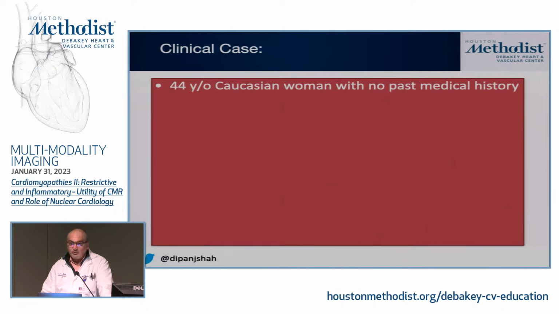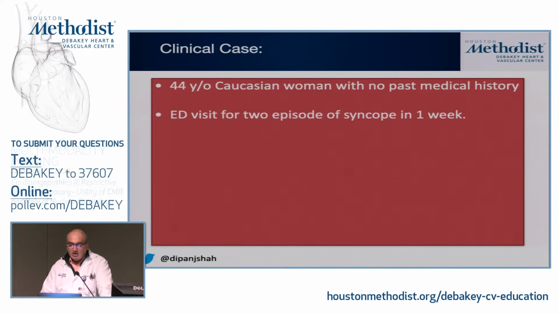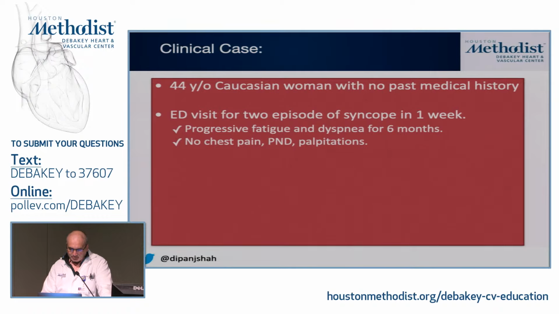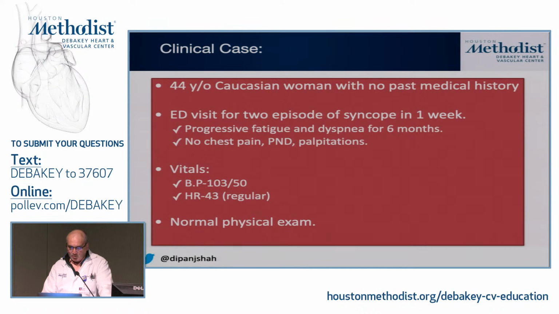So now let's start off with a case. This is a 44-year-old Caucasian woman who has no past medical history. She comes to the emergency department complaining of 2 episodes of syncope within the past week. She notes progressive fatigue and dyspnea, which has been going on for about 6 months. She denies any chest pain, PND, or palpitations. On exam, her blood pressure is 103/50, heart rate is 43 but regular, and physical exam is reported as normal.